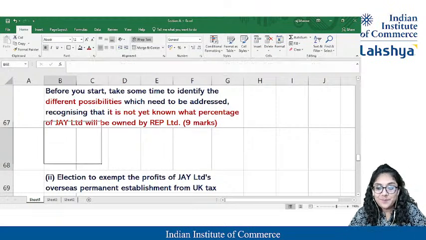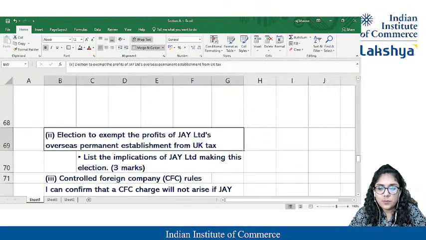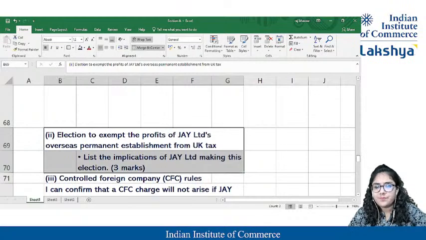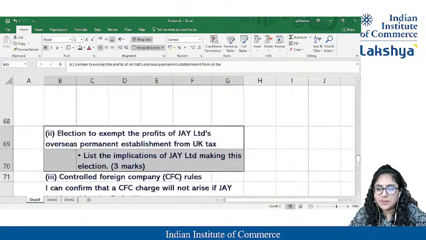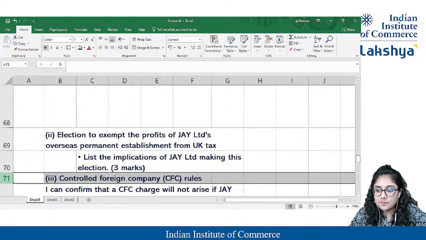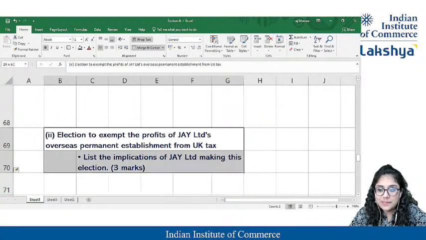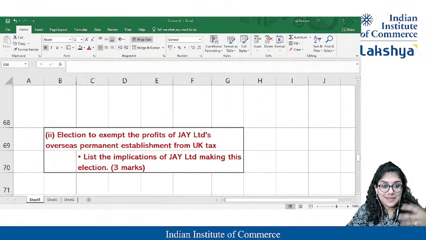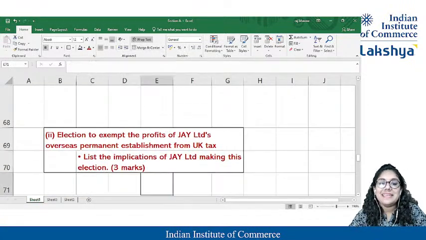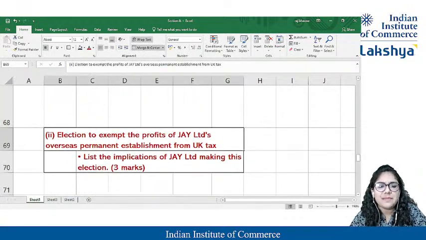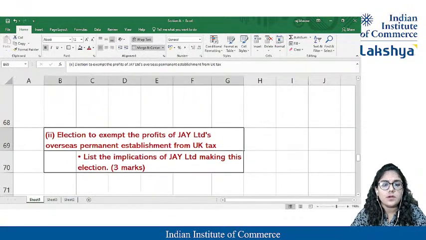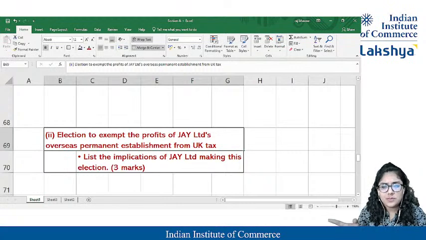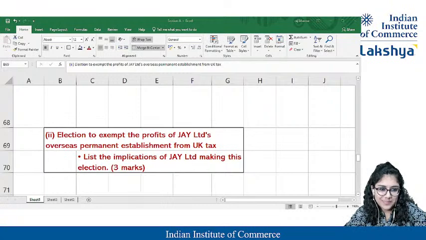Now just 20 marks remaining. Over here it's a 3 marks question. So let's read the 3 marks question. I just want to write this question in red color, because I feel colors make life more beautiful. Election to exempt the profits of Jai Limited overseas. Maybe we can take a break of 2 minutes.